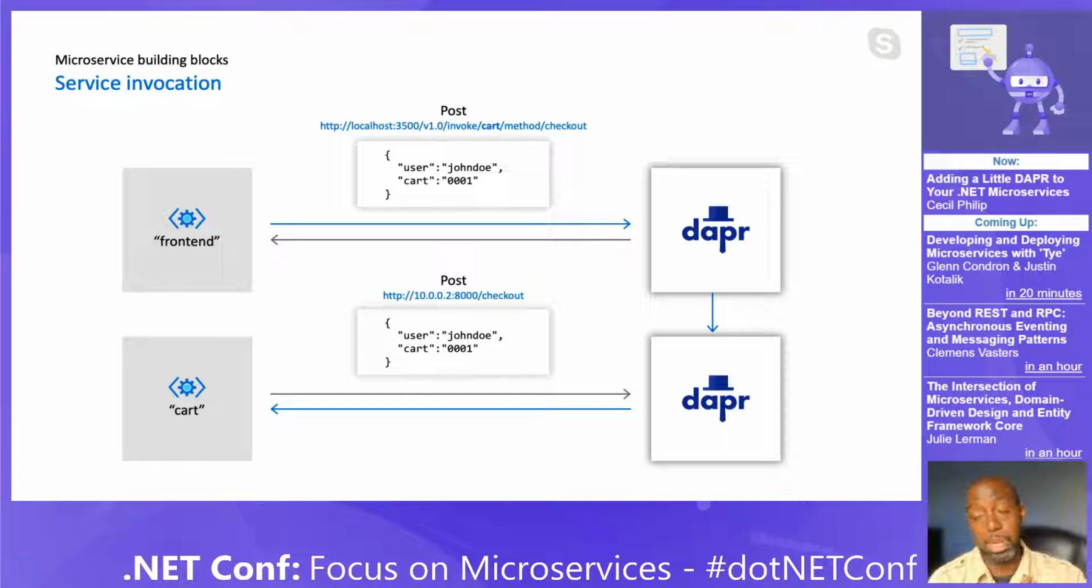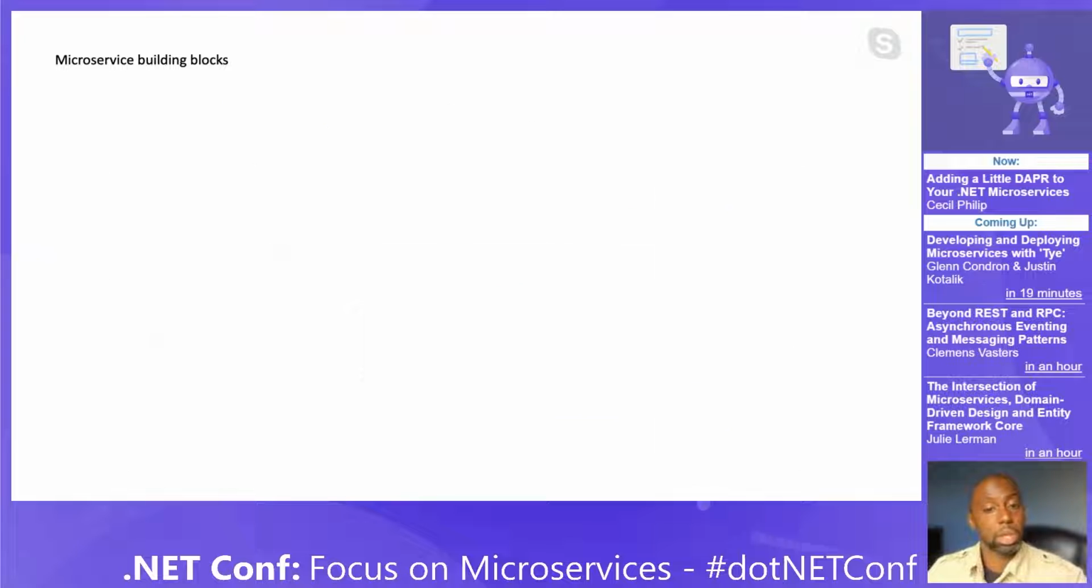But from the perspective of your application, you're just making a request. You know what I mean? And you get a request response. It's going to look like you're making a regular web service call. And again, I'm showing this here using HTTP, but this also works if you use gRPC as well.